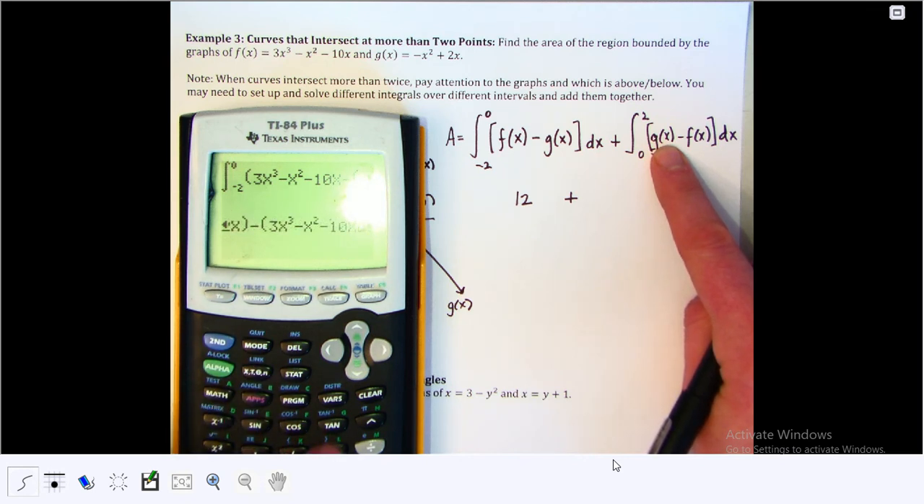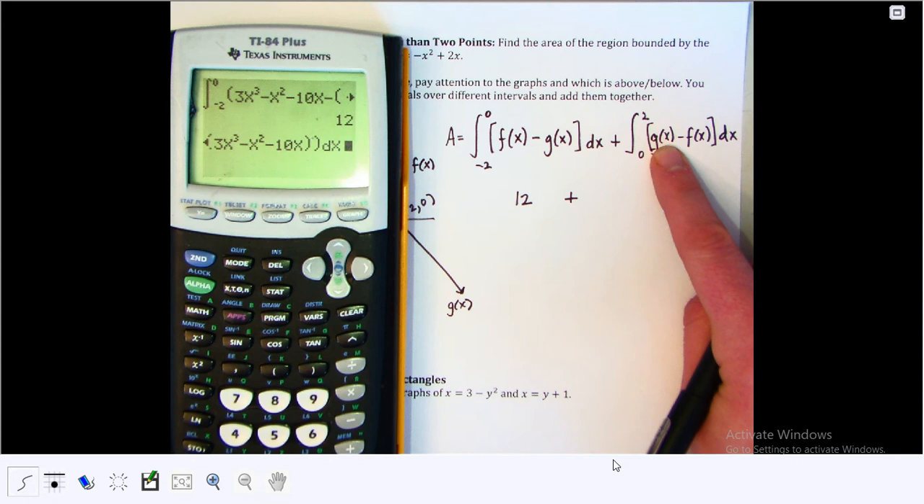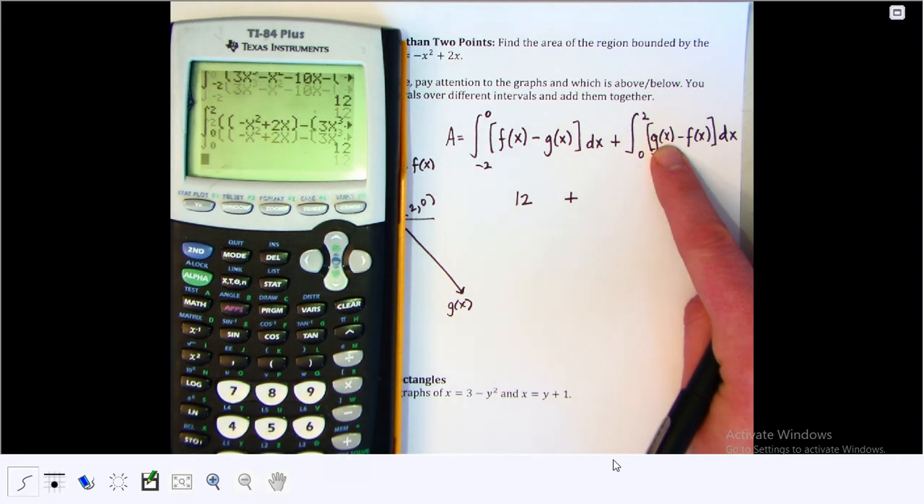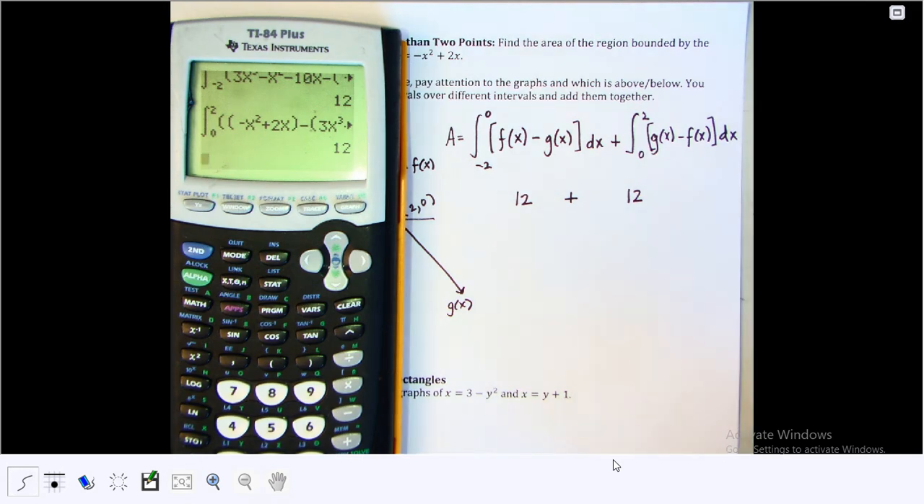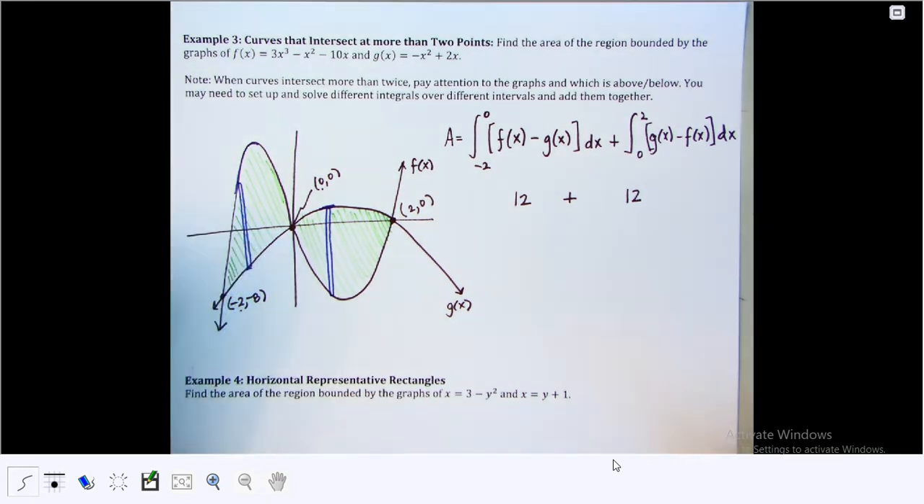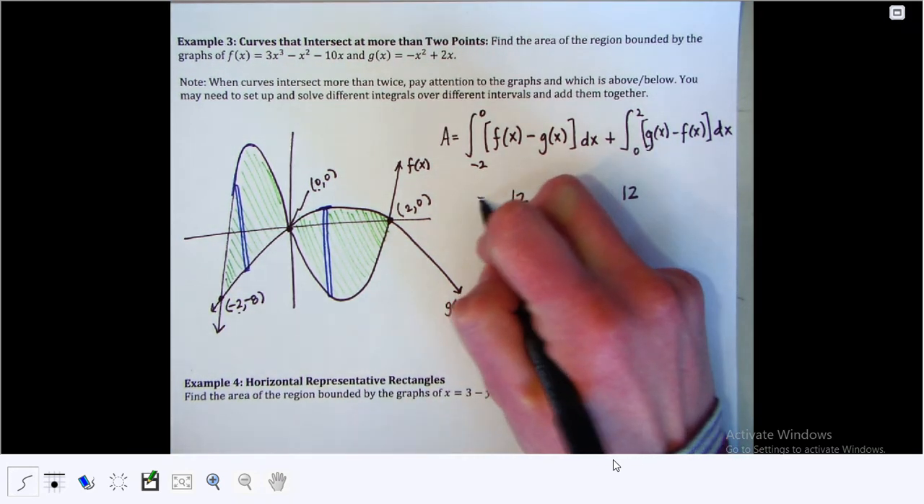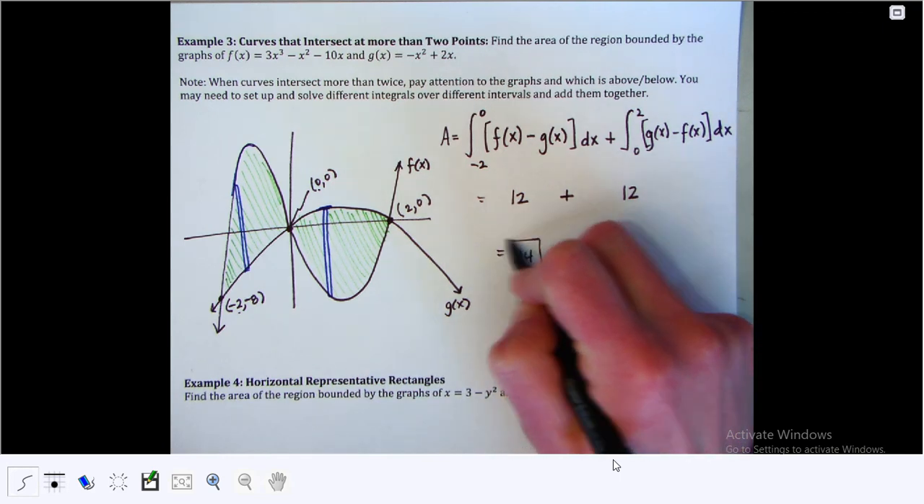Sorry for the slow. Maybe you can make me talk faster during that phase, or maybe you're following along and typing in yourself. Can you see it in the glare there? I press enter, and oddly enough, I got 12 again. That doesn't always happen. That's just unique to this particular question. And so the area in total would be 24.